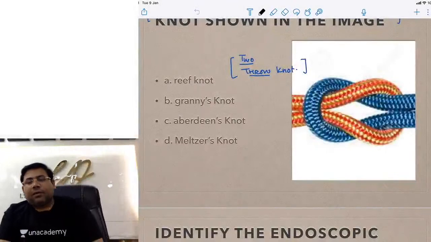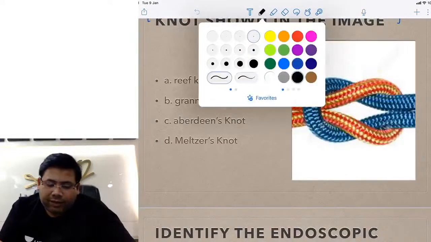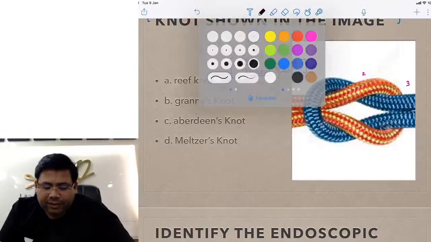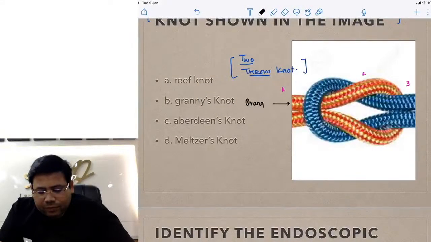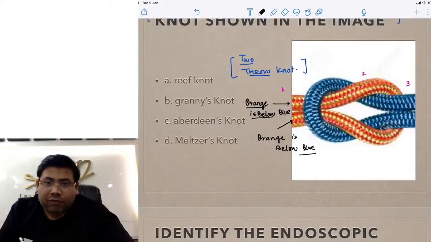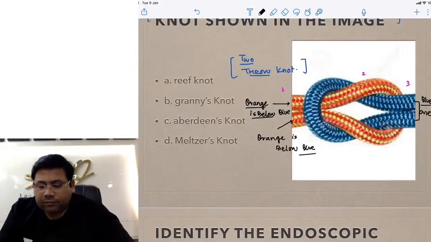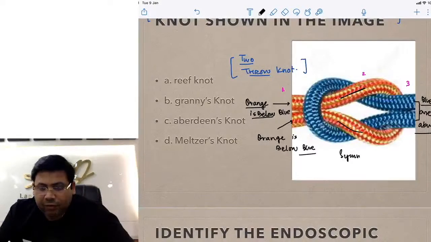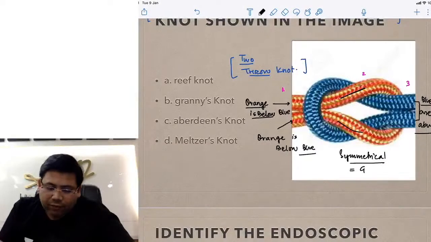In this image, if you get a question like this, select any one end. There are three ends. Suppose this is one end, this is the second end, this is the third end. If I see this end, the orange thread is below the blue. Here also, orange is below the blue. Can you see this is a perfectly symmetrical knot? Here, both the blues are above, and orange is above. This is a symmetrical knot. Since it's symmetrical, this is a reef knot.